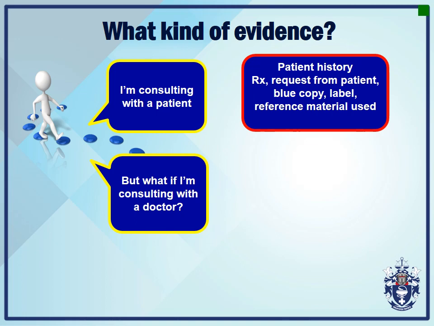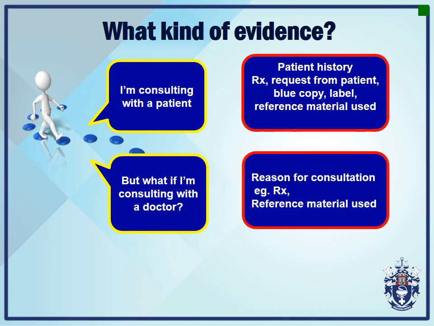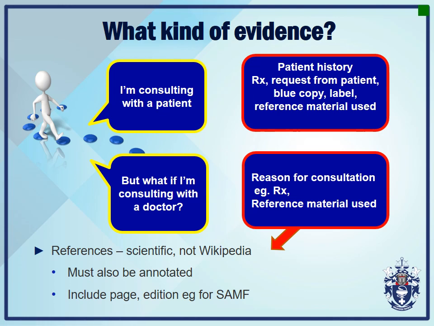What if you're consulting with a doctor, what information would you need? So the reason for the consultation, what triggered the reaction, the interaction between you and the doctor. You can provide the example of the script or maybe the anomaly, and the reference material that was used. References must be scientific, so you can't use Wikipedia as a resource. It must be annotated, and if you're including a page from a particular resource, make sure you annotate that page and explain how it is linked to your behavioral statement.